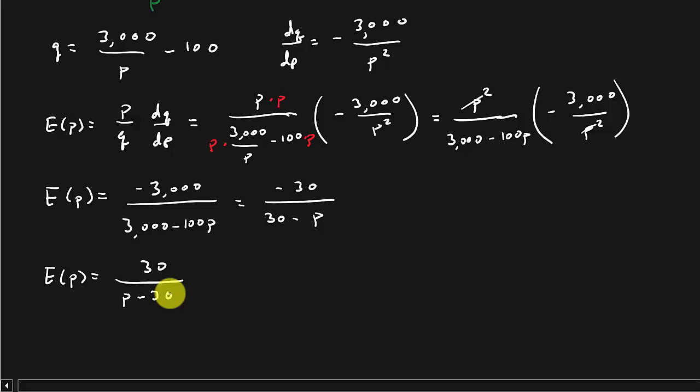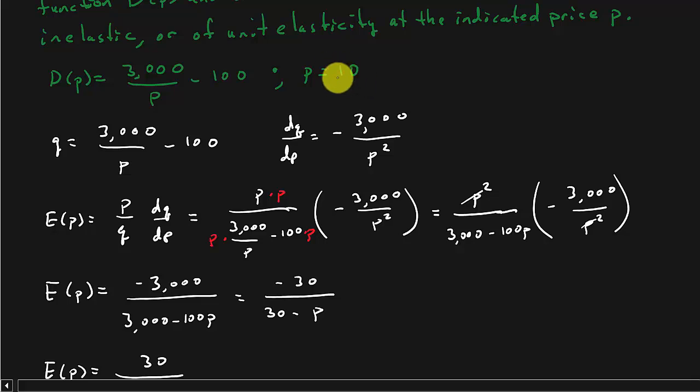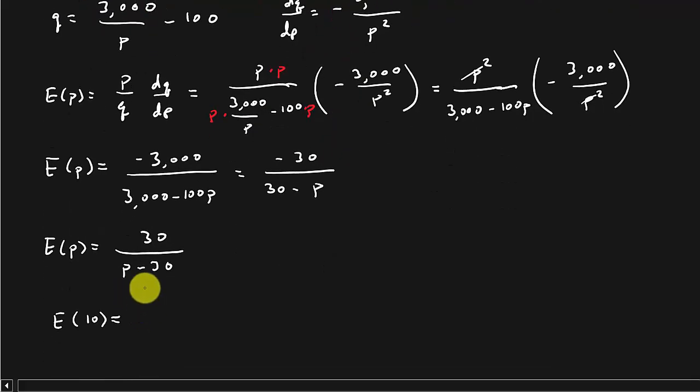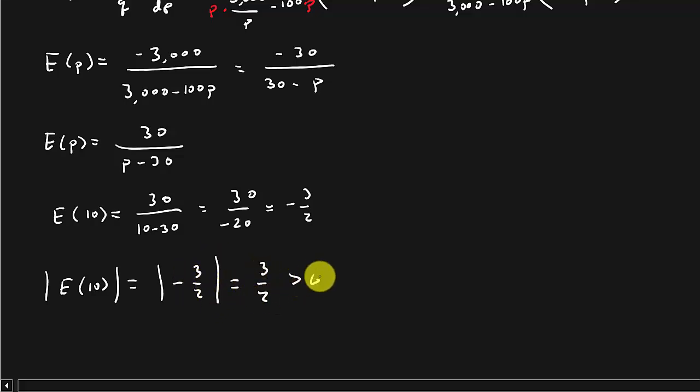Okay? I mean, you don't have to do it like that, but that's what I did. And so we want to do E of 10, right? E of 10. That's going to be 30 over 10 minus 30, which is 30 over negative 20, which is negative 3/2. And so the absolute value of E of 10 is the absolute value of negative 3/2, which is 3/2, which is larger than 1.